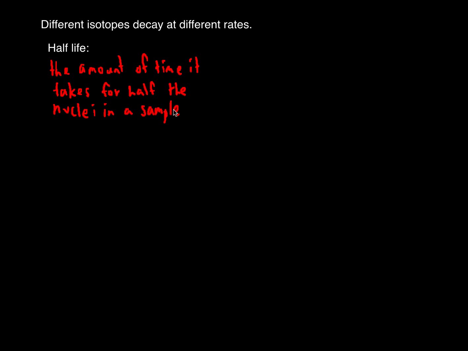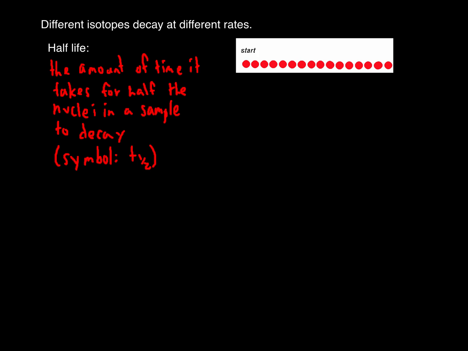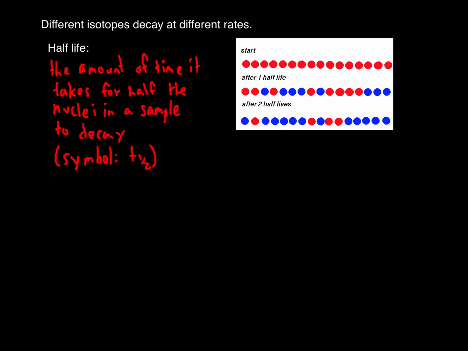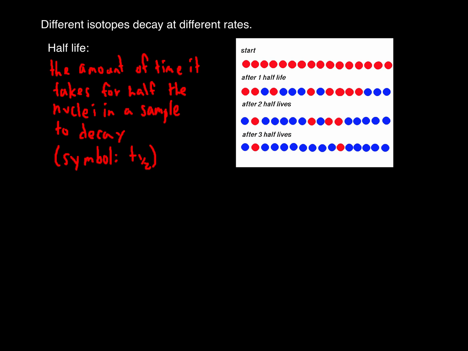Different isotopes decay at different rates. Half-life is the amount of time it takes for half the nuclei in a sample to decay. The symbol we use for half-life is T1/2. So if this is the original sample of nuclei, after 1 half-life has passed, half of them will have decayed into the daughter nucleus. After 2 half-lives have passed, another half will have decayed and we will have significantly less of the parent isotope remaining. After 3 half-lives have passed, the original parent nuclei will have been cut in half again.